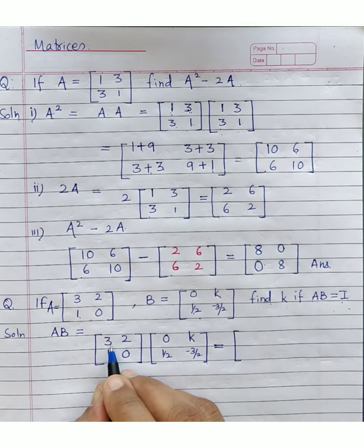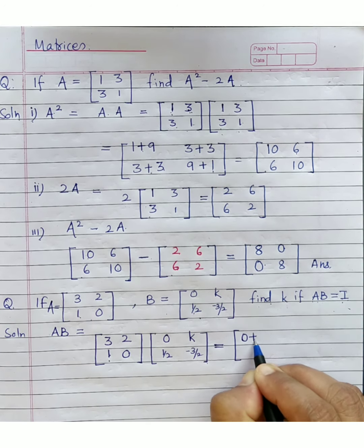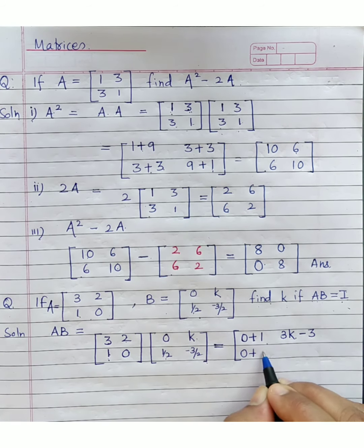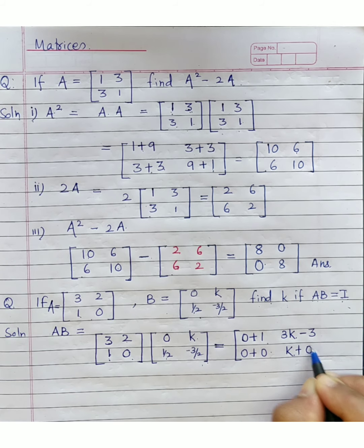First row, first column. 3 into 0, 0 plus 2 into half. 2 into half will be what? 2 and 2 gets cancelled, 1, right? Again 3 into k, 3k plus 2 into minus 3 upon 2. So plus minus will be minus, 2 gets cancelled, 3k minus 3. 1 into 0, 0 plus 0 into half again is 0. 1 into k is k plus 0 into minus 3 upon 2 will be what? 0.